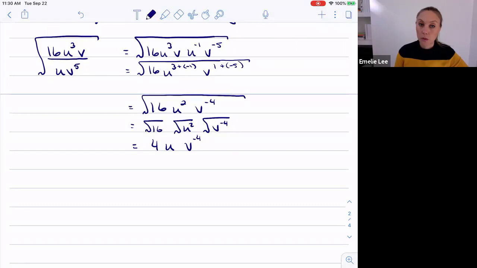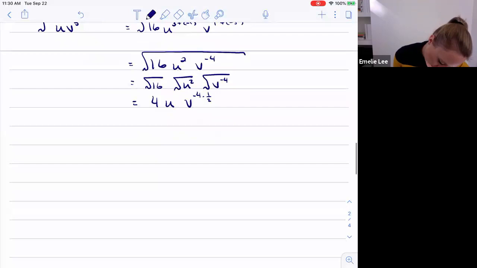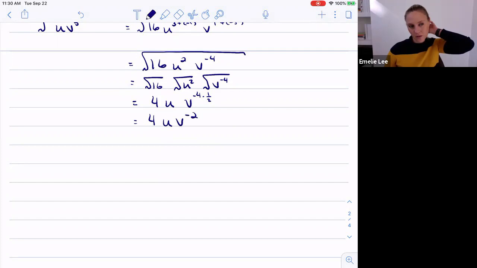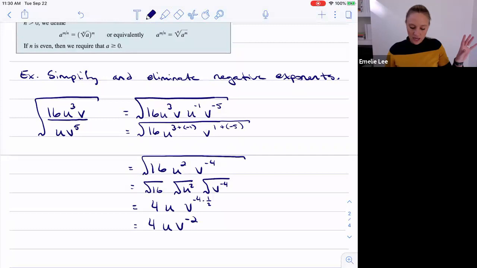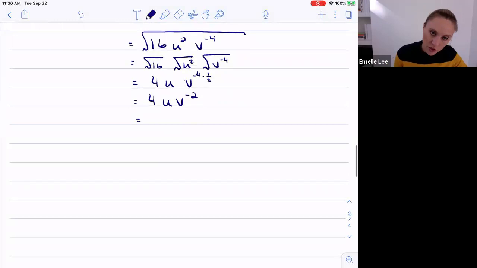V to the negative 4 times 1 over 2. Negative 4 over 2 is negative 2, right? So I've got 4u v to the negative 2. So close, right? We want to simplify, so that's simplified, and eliminate negative exponents. So we don't want this negative exponent here, but we can just easily rewrite it as 4u over v squared. Done.